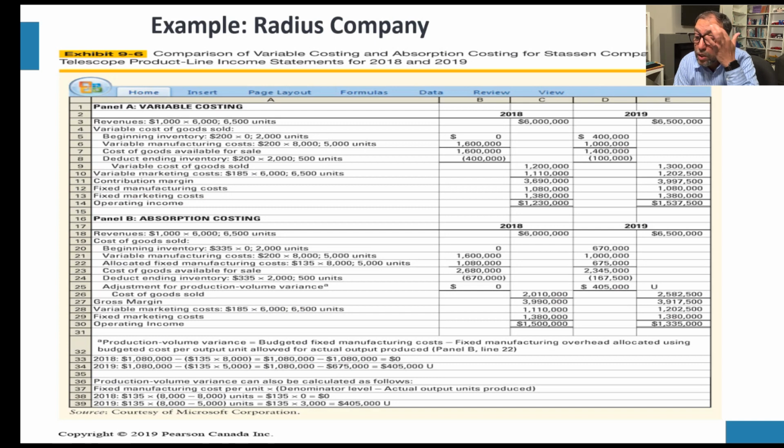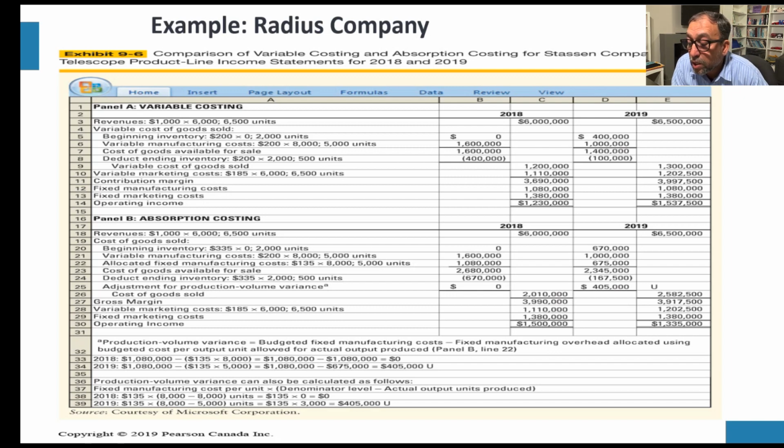So we see here that we are talking about a company, Radius Company, and we are preparing the income statement for 2 years, 2018 and 2019. The upper portion is using the variable costing method, and the lower panel is representing the absorption costing method.